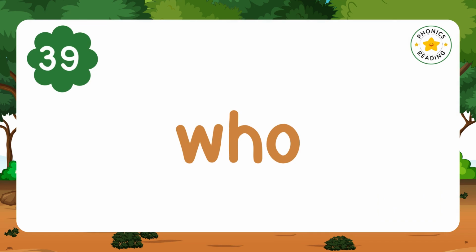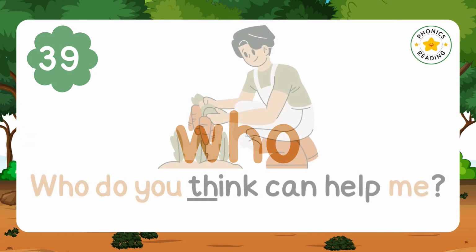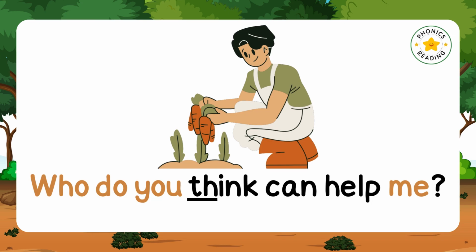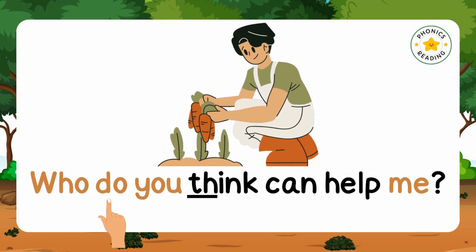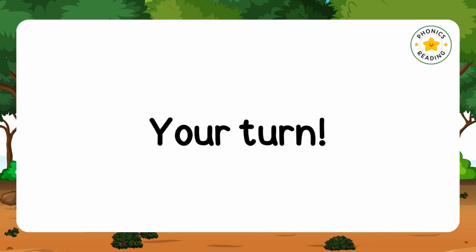Who? W-H-O, who? Who do you think can help me? Who, do, you and me are tricky words. Tricky words are color-coded. Think. Can. Help. Who do you think can help me? Now your turn.